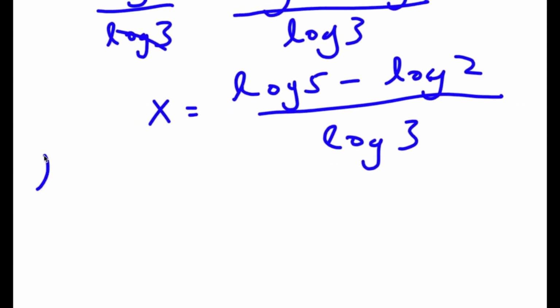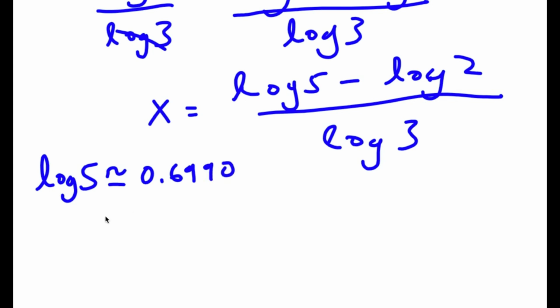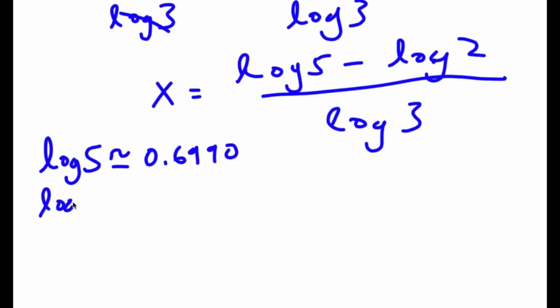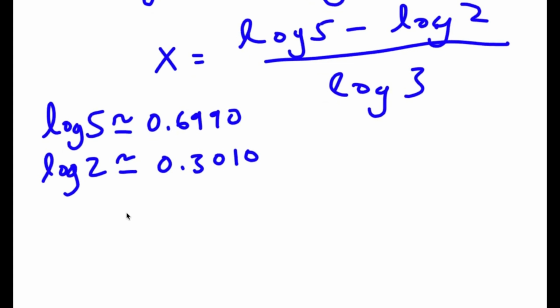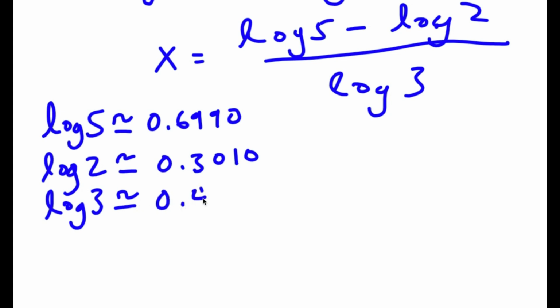So now log 5, this is equal to approximately 0.6990. Log 2, this is equal to approximately 0.3010. And now finally, log 3, this is equal to approximately 0.4771.